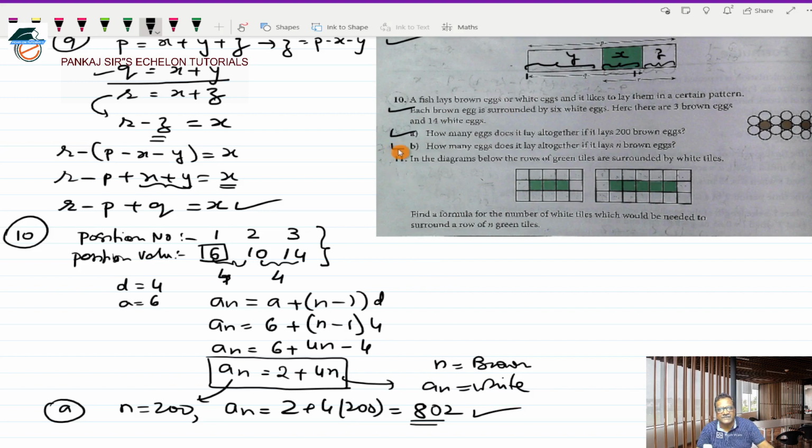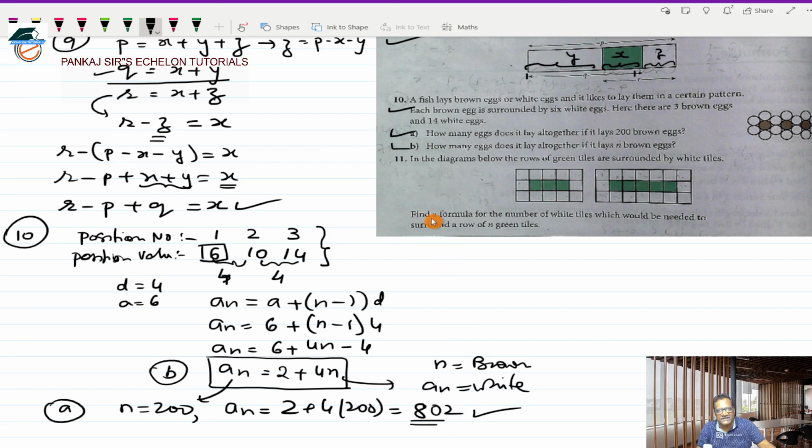Now what is part b? How many eggs does it lay altogether if it lays n brown eggs? So that formula we have already found out. When n is the number of brown eggs, the number of total eggs will be 2 plus 4n. So this is the formula for this. So the answer for b is this and the answer for a is 802.